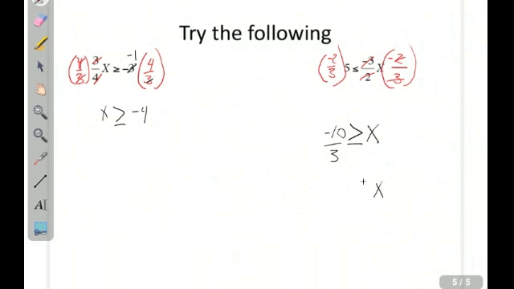If you wanted to, we could change this to an improper fraction, excuse me, a mixed number. 3 goes into negative 10 3 times, and I have 1 left over, so it's negative 3 1/3.